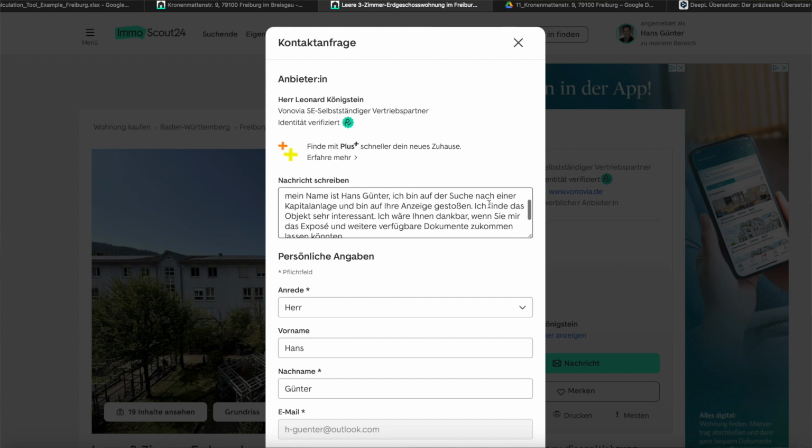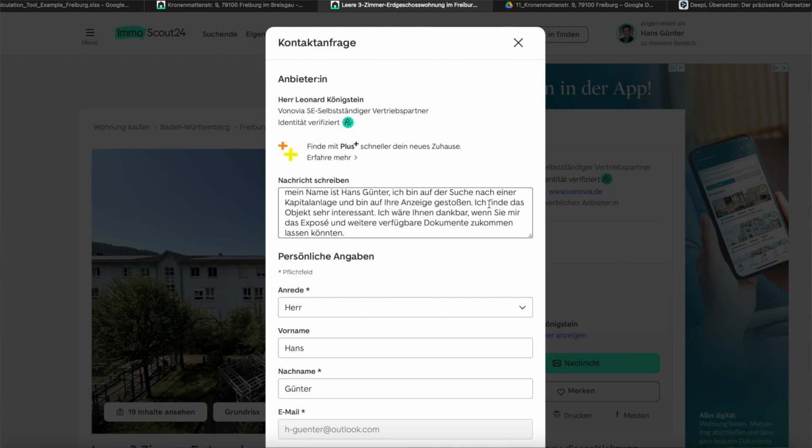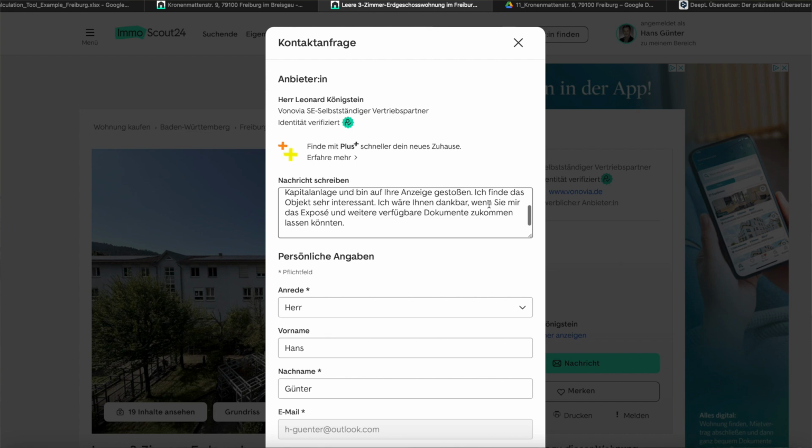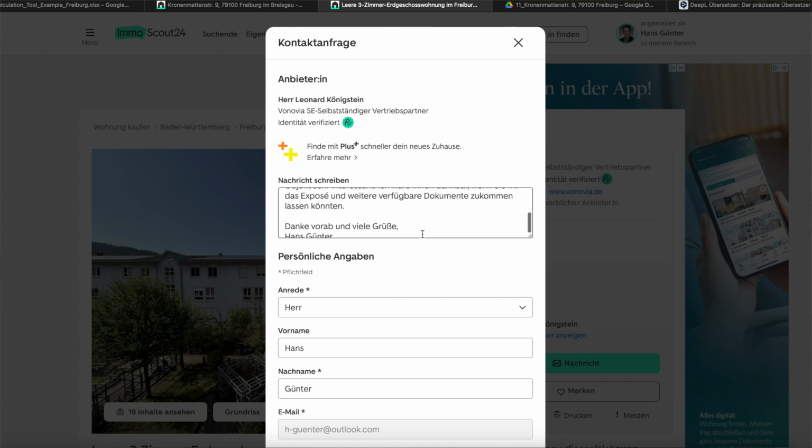I'm really interested in the apartment, and I would be thankful if you could send me the exposé and other available documents via email. And that's basically it. That's the message you send to the broker. And the most important part, obviously, at the beginning is the exposé. So whenever you've sent this email, you usually get a response from the broker rather fast, I would say.